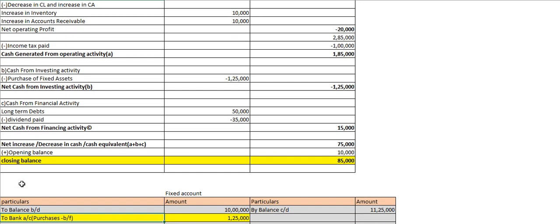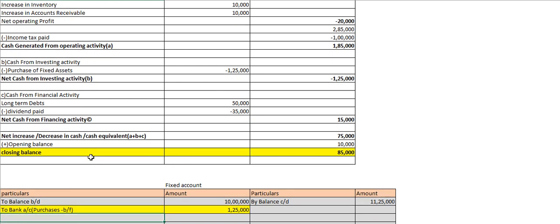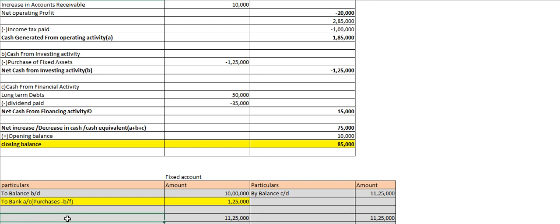So now moving on to the next part, which is cash from investing activities. So if you see in the question, we just have one current asset. So we have a purchase of the current asset, which is 1,25,000. So minus 1,25,000. So the resultant figure is minus 1,25,000, which is nothing but net cash from investing activity.